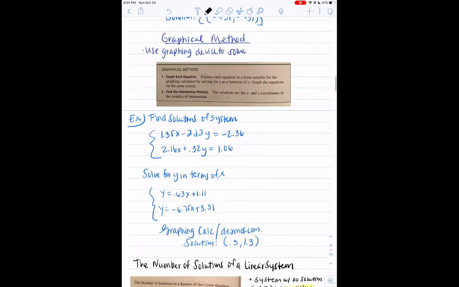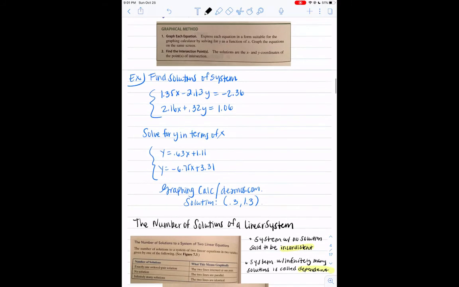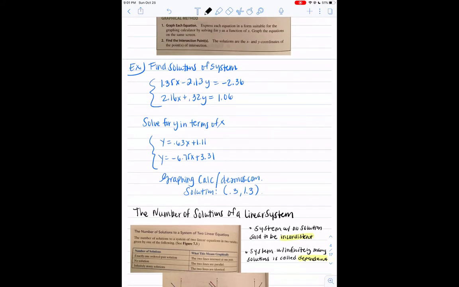So my last method of solving systems is a graphical method. So we go ahead and use a graphing device, such as a graphing calculator or Desmos.com to solve. Our first step is to graph each equation. So we express each equation in a form suitable for the graphing calculator by solving for y as a function of x, and then we graph the equations on the same screen. We want to find the intersection points because the solutions are the x and y coordinates of the points of intersection. So for example, I have, find solutions of the system.